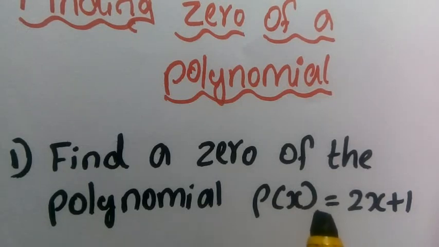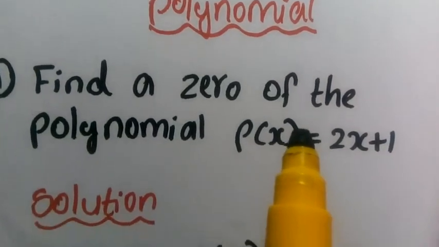Here, the polynomial p of x is equal to 2x plus 1 is a linear polynomial because its degree is 1. For a linear polynomial, we have only one zero. Zeros of a polynomial is also called as root of the polynomial. Let us check the solution.